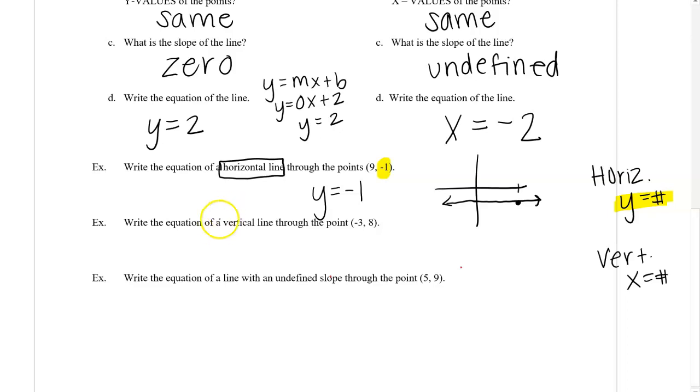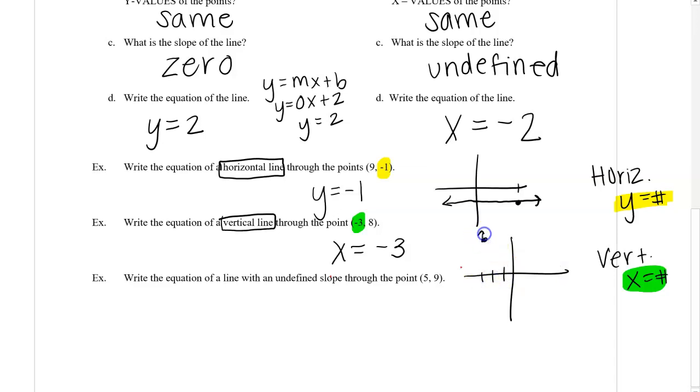So in the same sense, a vertical line through this point, vertical lines are x equals a number. So I'm going to want the x value on this point because the x value on a vertical line will always be the same. So x equals -3. On a graph, you could plot the point -3, 8 and draw a vertical line to notice that x is always going to be -3.